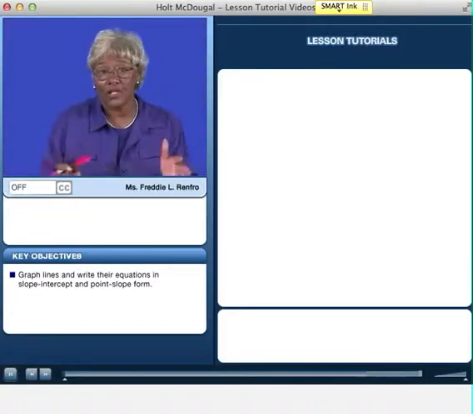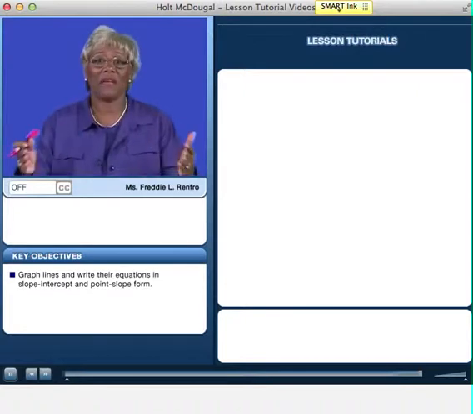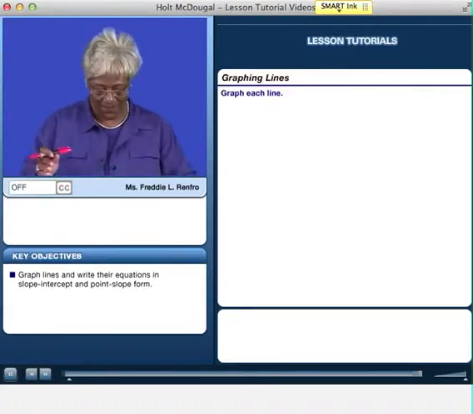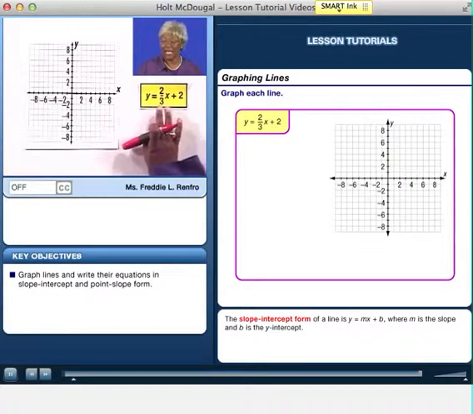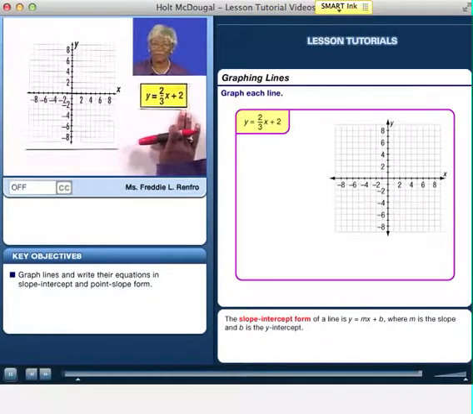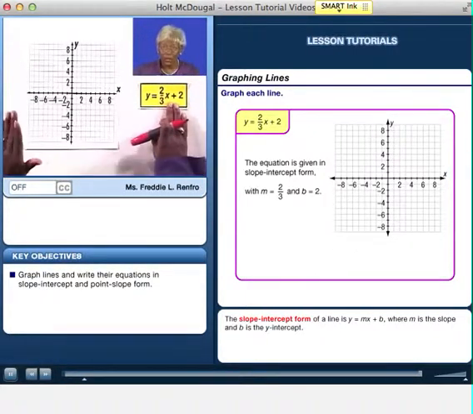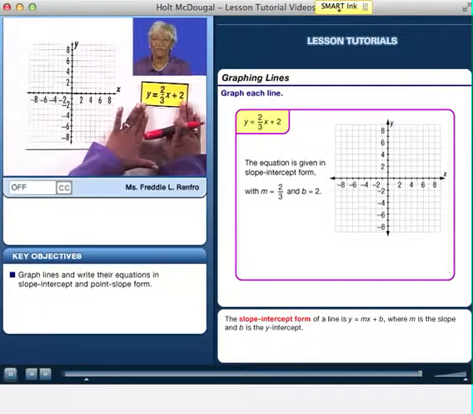We've been finding equations of lines. Now let's graph some lines. Here's an equation of a line, and it's in the slope-intercept form. We have two things. We know the slope and we know the y-intercept. We can graph the line with that information.